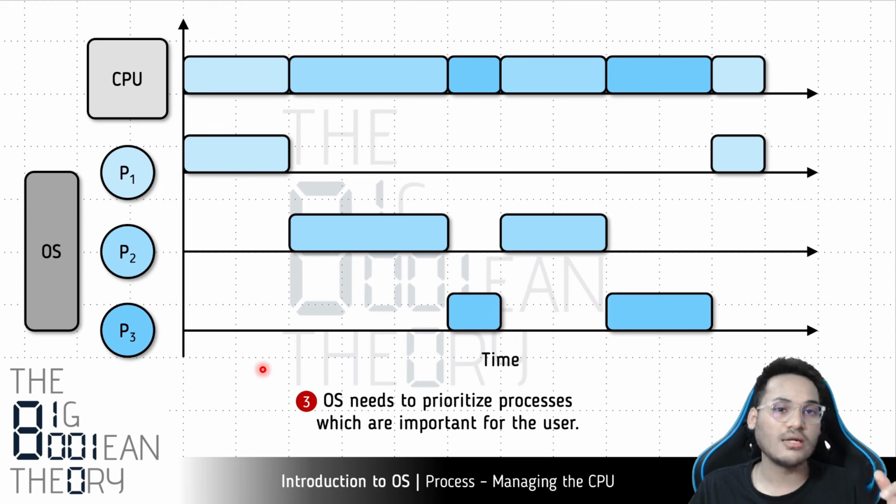Those processes that are running in the foreground determine the user experience. If they are not allocated the CPU in a timely manner, then the user experience will deteriorate. So the operating system has to keep this in mind and prioritize some processes over others depending on their importance.